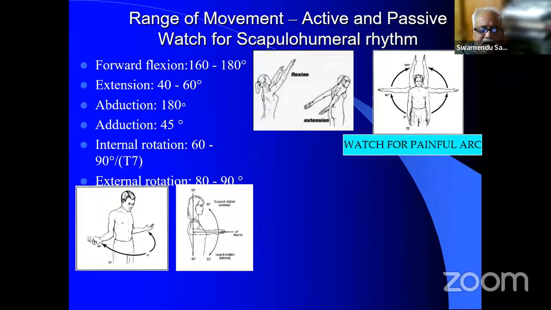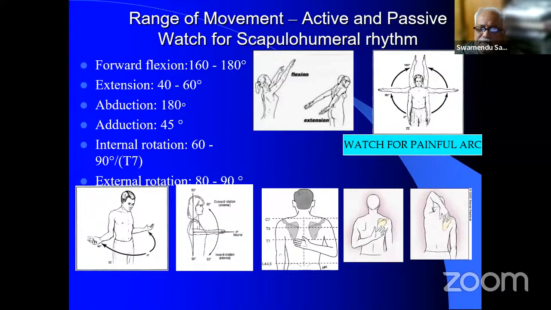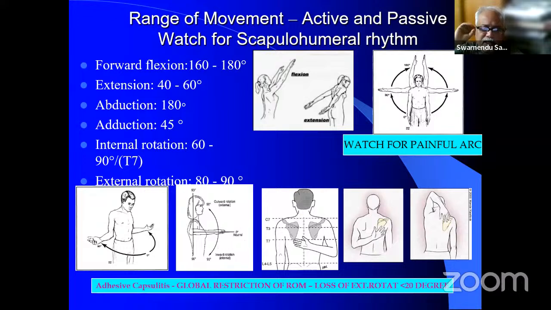And this is the way you have to show your external rotation or the internal. It can be at the side, or in 90-degree abduction, you can show the external rotation or the internal rotation. Like this way, your internal rotation, or we can see the scratching of the back sort of thing. You can feel your external rotation and internal rotation. In adhesive capsulitis, there is global restriction with loss of range of movement. The first movement that is lost in adhesive capsulitis is your external rotation.